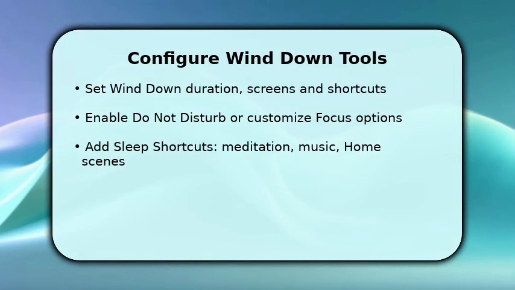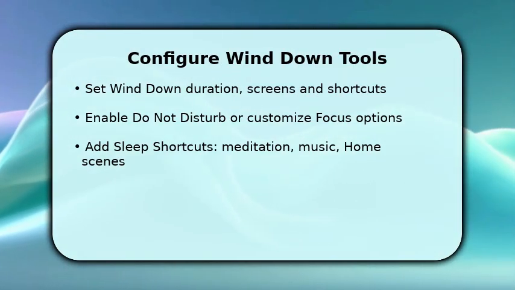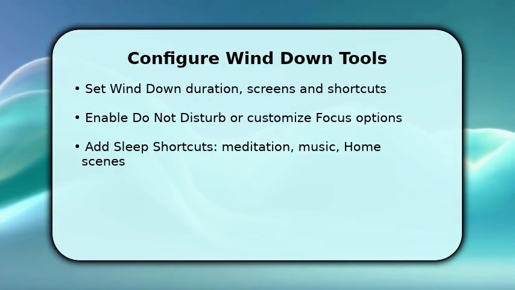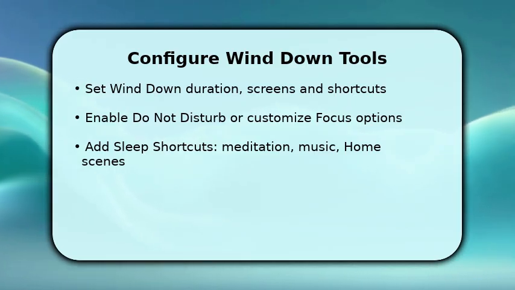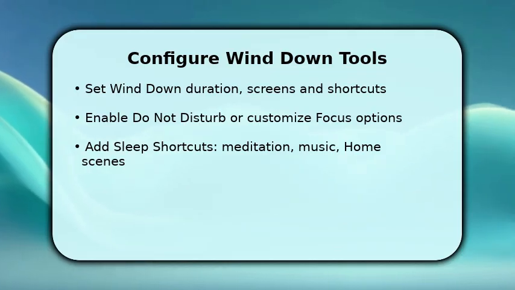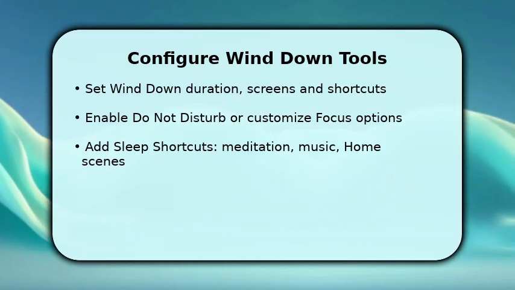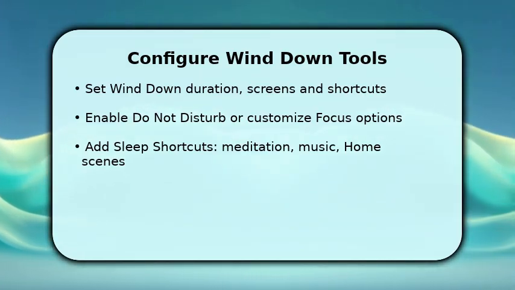Now configure wind down. Choose a 15-60 minute duration that fits your routine and add shortcuts you'll actually use. You should add meditation, music, or a home scene for dimmed lights. These make the transition smoother and cue your brain. Once done, turn on Do Not Disturb within focus settings and adjust exceptions for calls or alarms, because selective silencing preserves safety. Make sure the lock screen shows the sleep widget so you can confirm status at a glance.